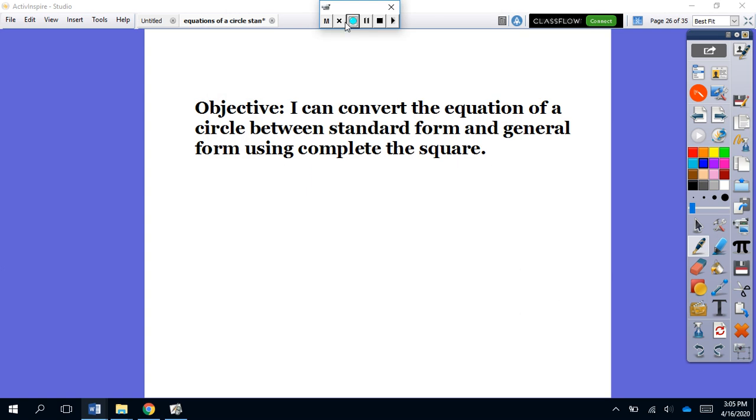Okay, in this lesson we're going to convert the equation of a circle between standard form and a new form called the general form. And we're going to use a method called complete the square, which you've seen before, but we're just going to kind of relearn that for circles.